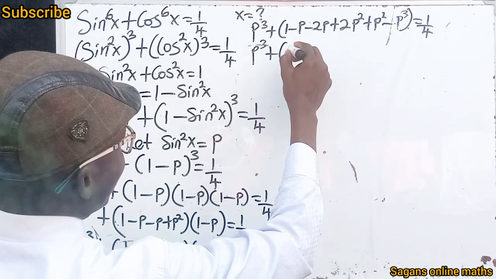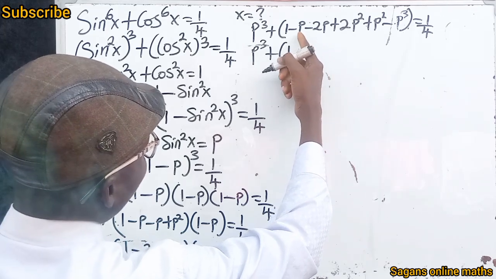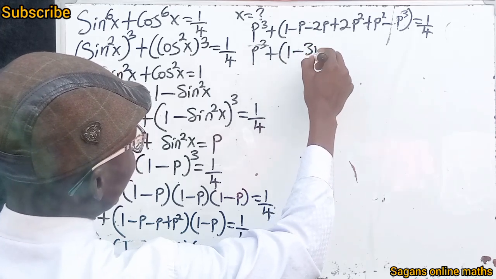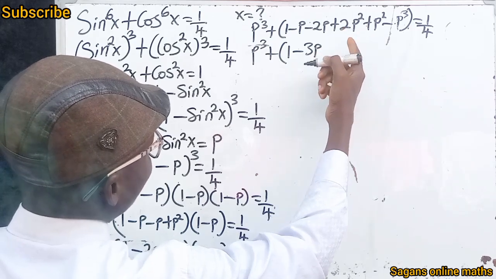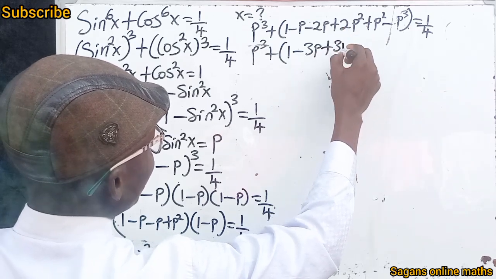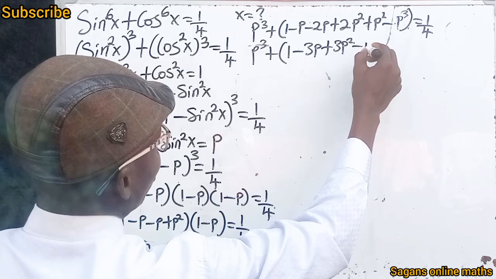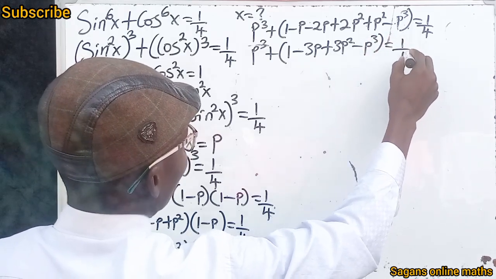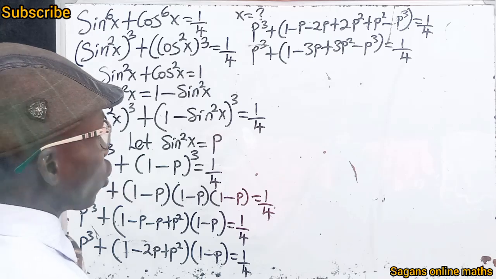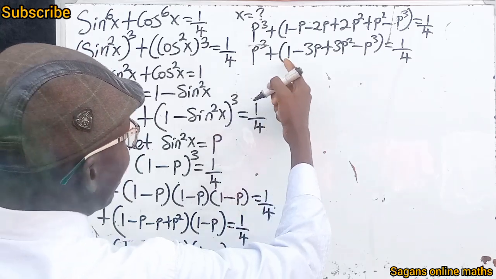Now let's take a light test. It's going 1. Minus p minus 2p equals minus 3p, okay? Then 2p square plus p square equals plus 3p square minus p raised to power 3 equals 1 over 4. Wow, that's interesting.